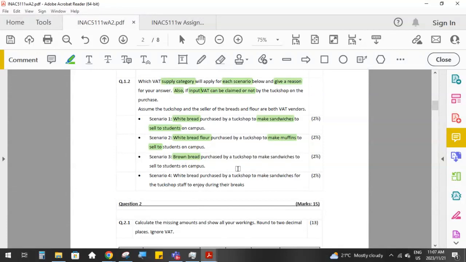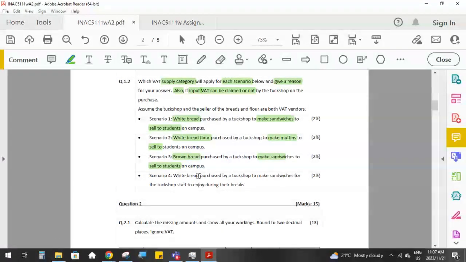Again, they used the brown bread to make sandwiches that they were going to sell to students, which also means they used the brown bread in a valid business expense, which means if it had been a standard rated item, they would have been allowed to claim the VAT back. Because it's a zero rated item, there is no VAT to claim back.